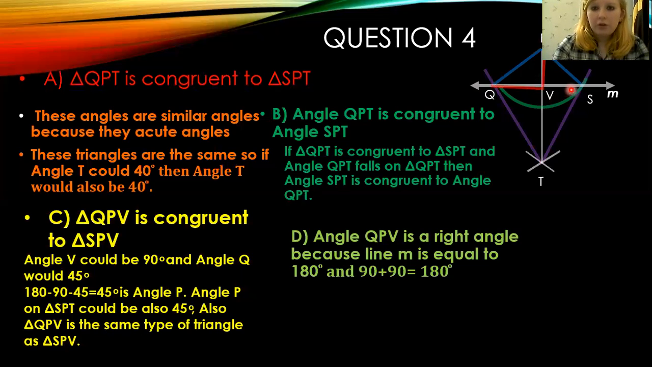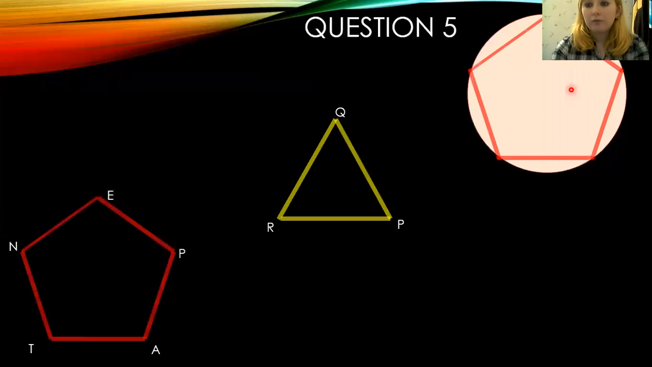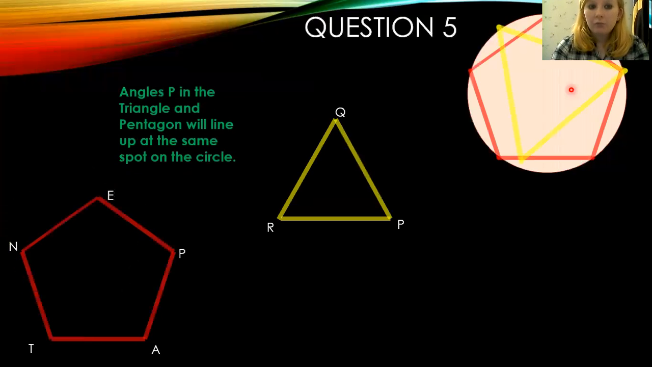Now let's move on to question 5. Question 5 wants us to inscribe some shapes into this circle. The first shape that we're going to inscribe is this pentagon. So we're going to do that. There it is. Next we're going to inscribe this triangle into this circle. There it is. You will notice that angle P in both the triangle and the pentagon will line up at the same spot on the circle. That's angle P.